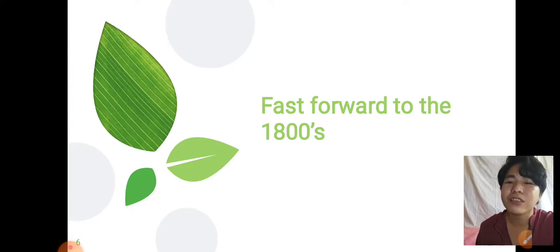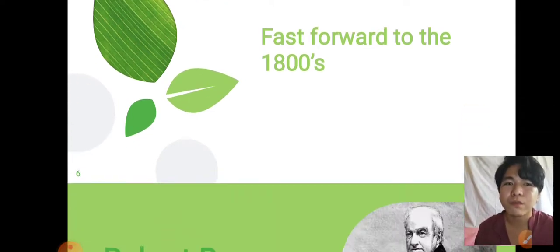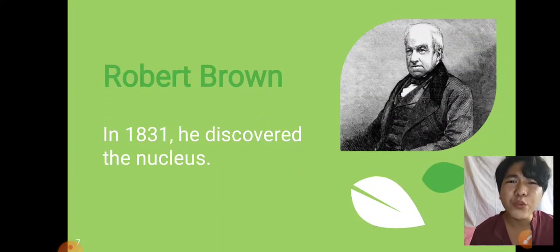So let's fast forward to the 1800s. We have Robert Brown. If Robert Hooke was 1665 and Anton van Leeuwenhoek 1674, we have Robert Brown of 1831. He discovered the nucleus.